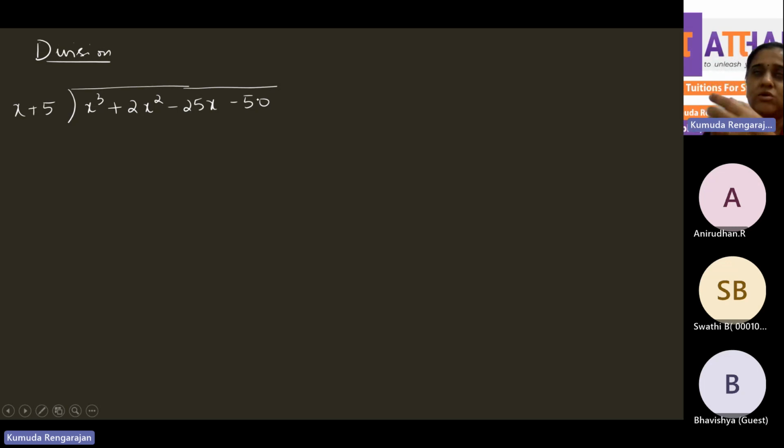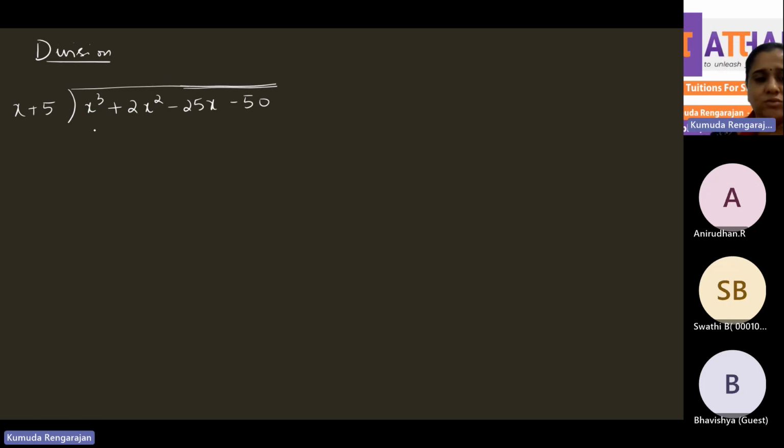If you have not learned the division or if you have forgotten the division process, listen carefully now. Now you can see that the dividend is a cubic expression because the highest power is 3. Look at the divisor, it's linear because x is raised to the power 1. So the divisor is linear while the dividend is cubic, because the highest power of the variable x is 3.